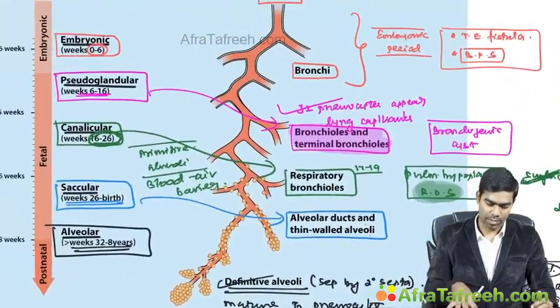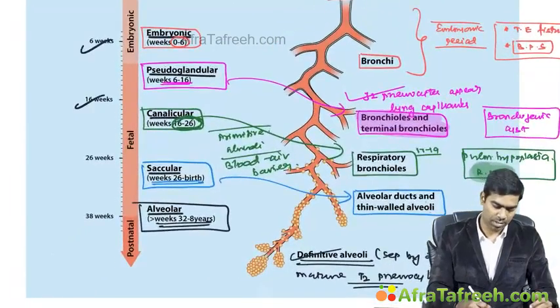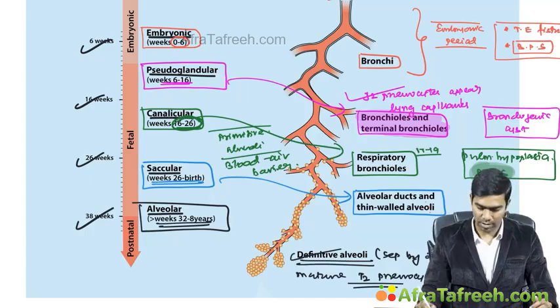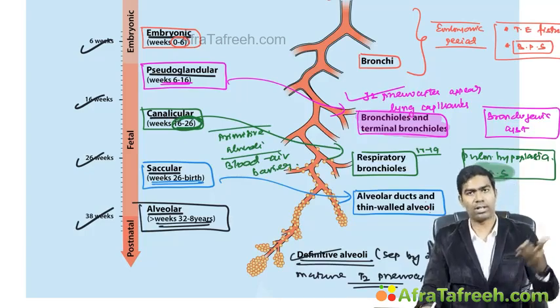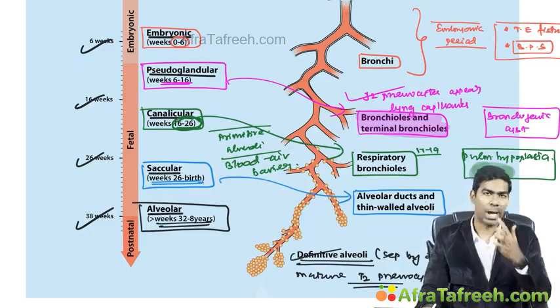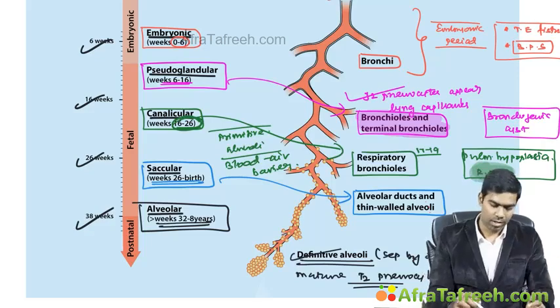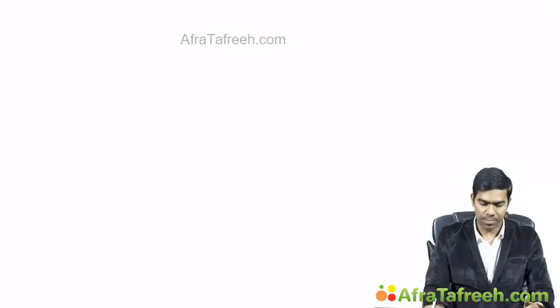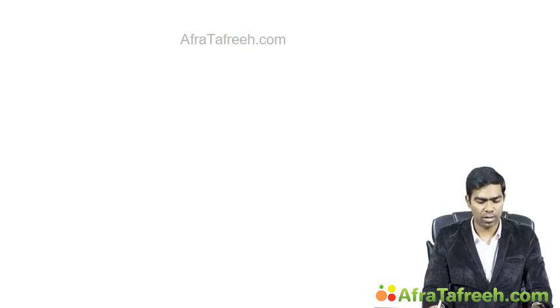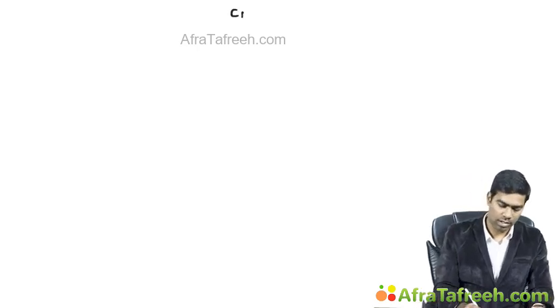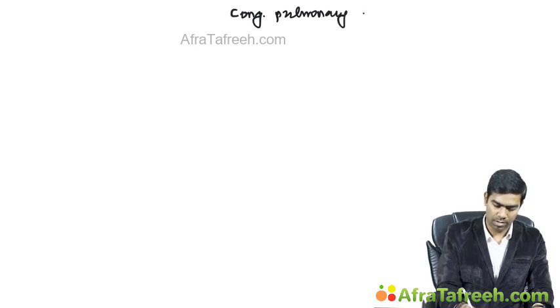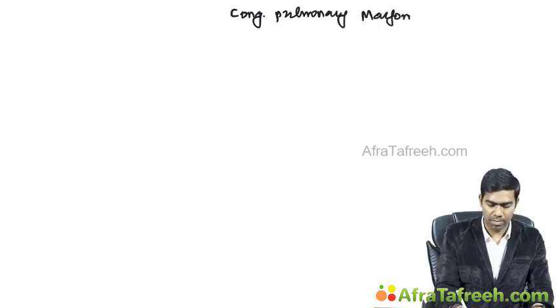Clear. So these are some of the embryological aspects, and please remember the five phases of the embryology of the lung: the embryonic period, pseudoglandular period, canalicular period, saccular period, and final alveolar period. Then we can move on to the disorders. What are the disorders that you see because of this abnormal embryology? They are called congenital pulmonary malformations.